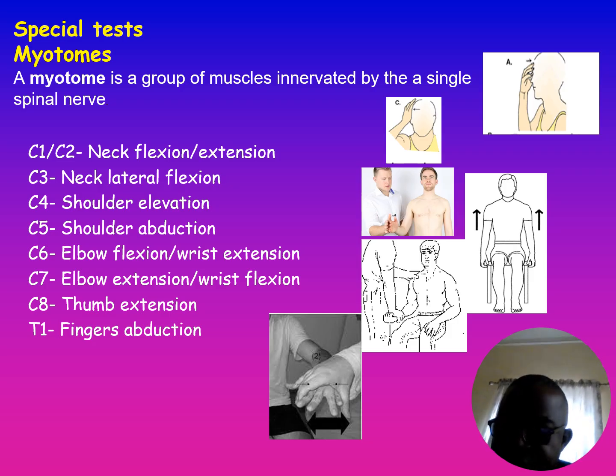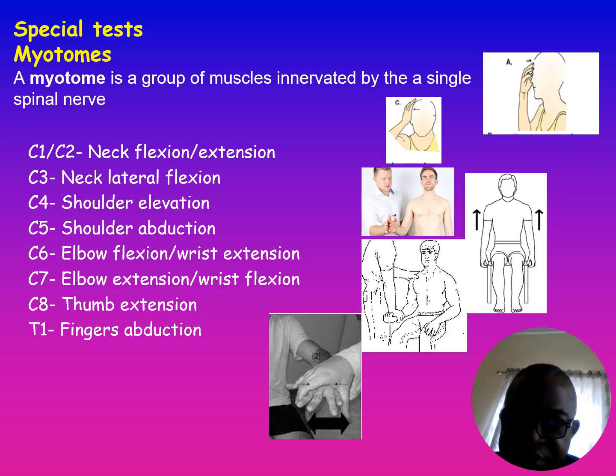So we have described the Spurling test, which is the same thing as the cervical compression test. We have described the cervical distraction test. We have described the upper limb nerve tension test. That's 3. If 3 out of the 4 tests are positive, you are good to go.